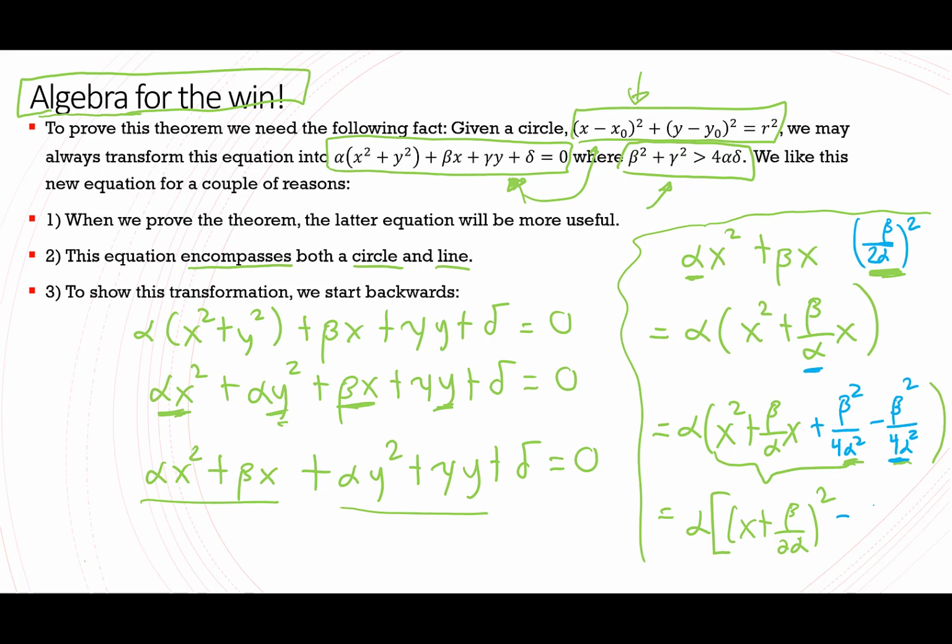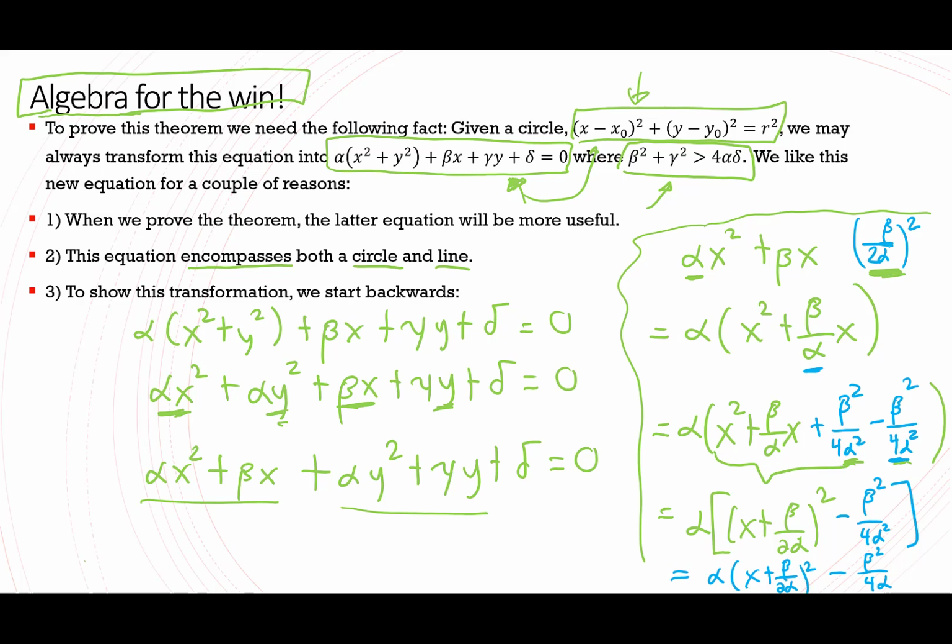Now we're not quite done yet because we still have this minus beta squared over 4 alpha squared floating around. So what we're going to do is redistribute alpha so that we finally get alpha times x plus beta over 2 alpha, squared, minus, now one of these alphas will cancel out, beta squared over 4 alpha. So there's a crash course in completing the square, although you probably haven't seen completing the square in this generality, but in any case, it's definitely not something that's above you all for sure.